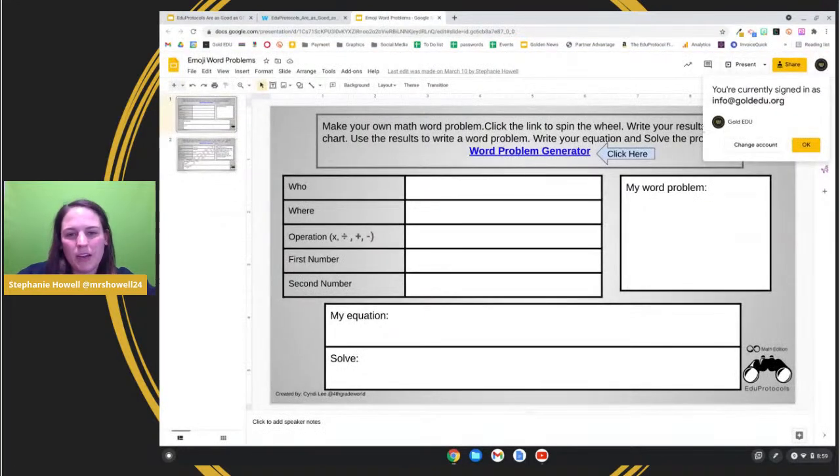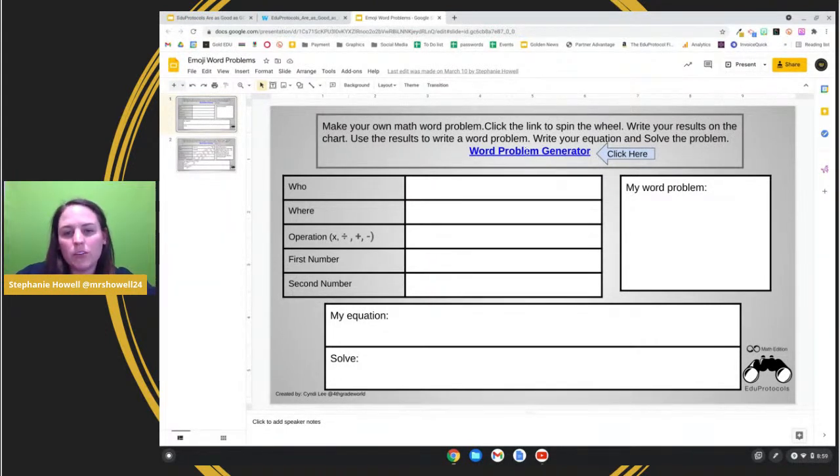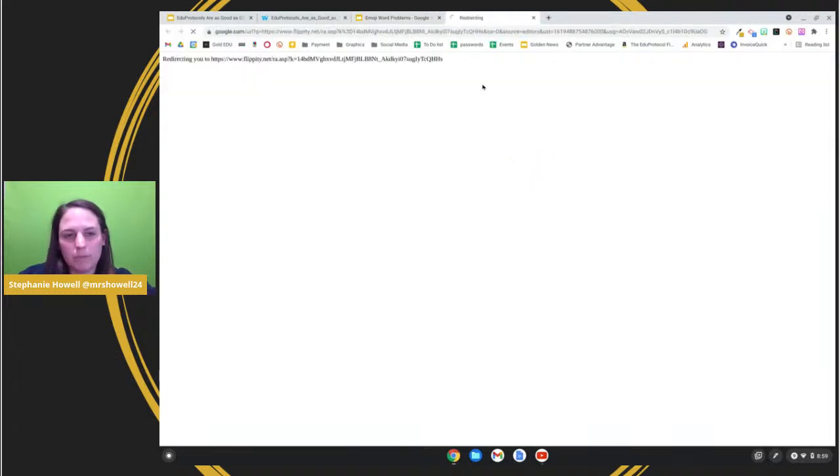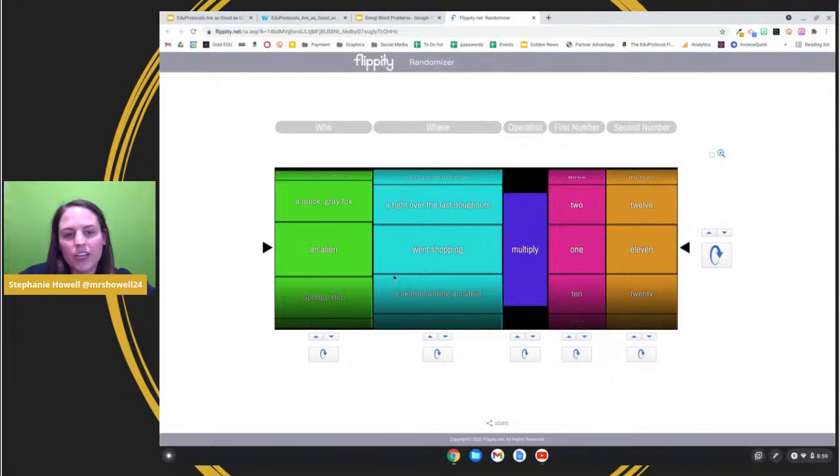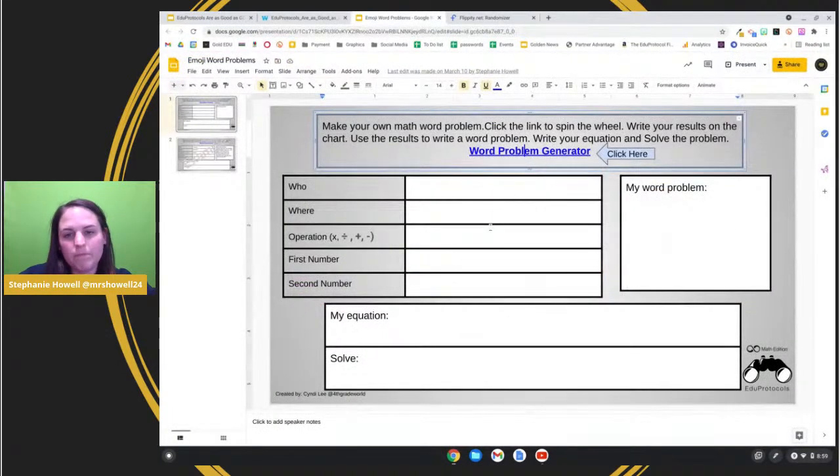With emoji word problems, the first thing students are going to do is create their math word problem. They click this link that takes them to a Flippity. You can also go to Flippity and create your own word problem mixer upper, or you can use this one that is already created for you in this template. Once the students have the word generator popped up, they spin the wheel, write each of their responses on this chart, and then begin to create a word problem and solve the equation. So let's go ahead and spin the wheel.